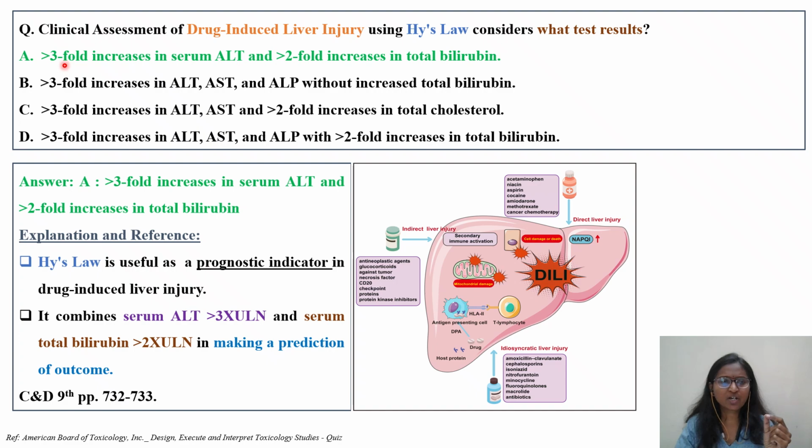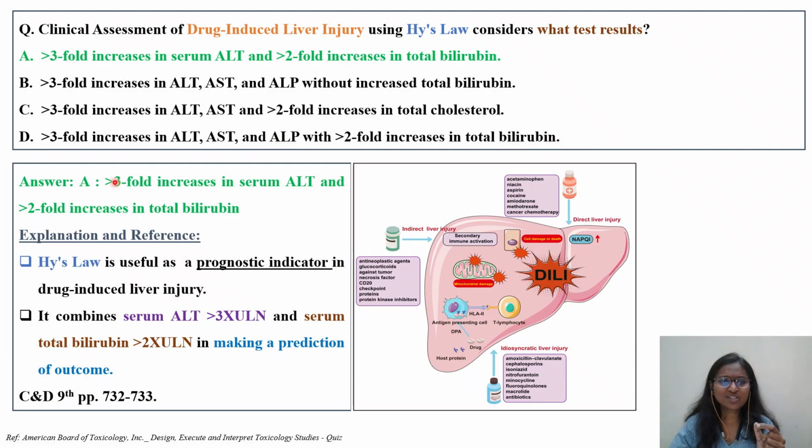So option A, we have greater than threefold increases in serum ALT and greater than twofold increase in total bilirubin. Option B, we have threefold increases in ALT, AST, and ALP without increased total bilirubin. Option C, we have a greater than threefold increase in ALT, AST, and greater than twofold increase in total cholesterol. Option D, we have threefold increases in ALT, AST, and ALP with twofold increases in total bilirubin.